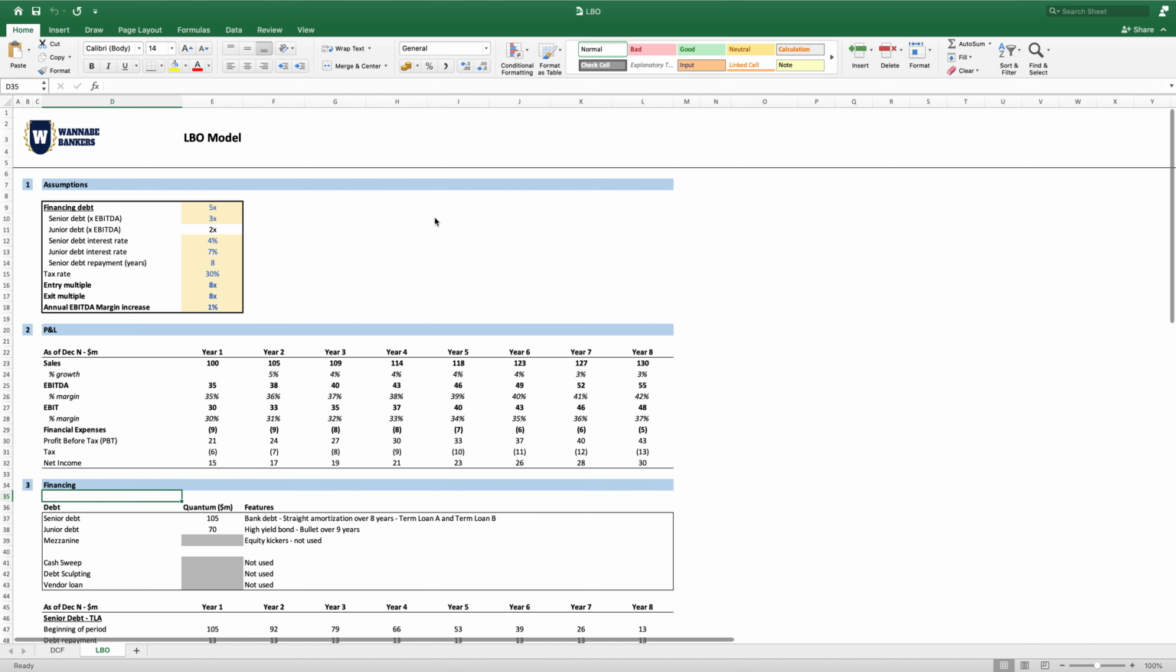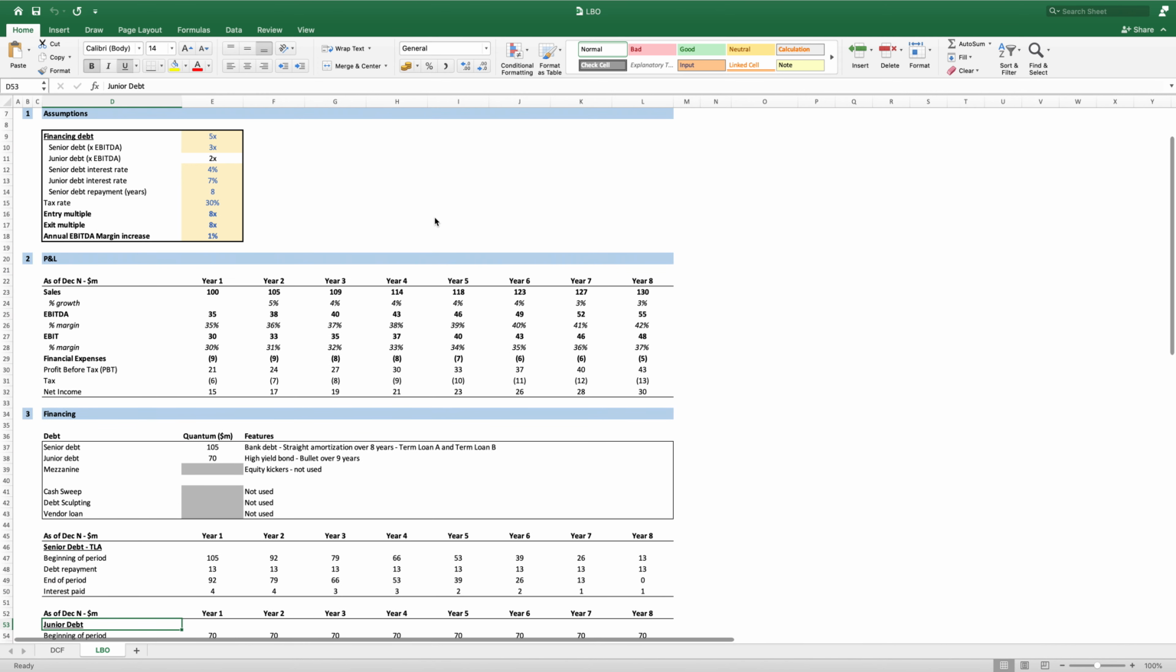Then the next block is about the features of the financing. So as discussed earlier, you generally have senior debt. Senior debt is a bank debt. Usually it is composed of two components, a term loan A and term loan B. Such components differ in the maturity and their interest rates. For example, you would have a term loan A of 7 years, term loan B of 8 years, and the difference in terms of interest rate. So here, for the sake of simplification, I assume that there is only a term loan A amortized over 8 years.